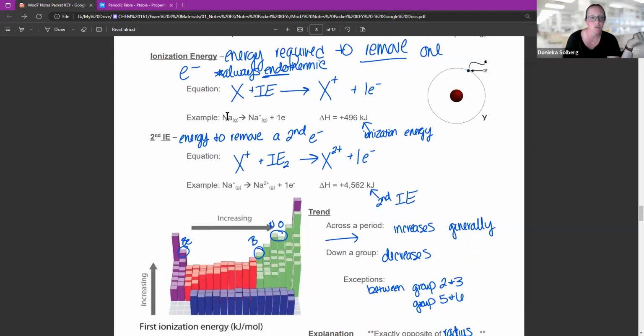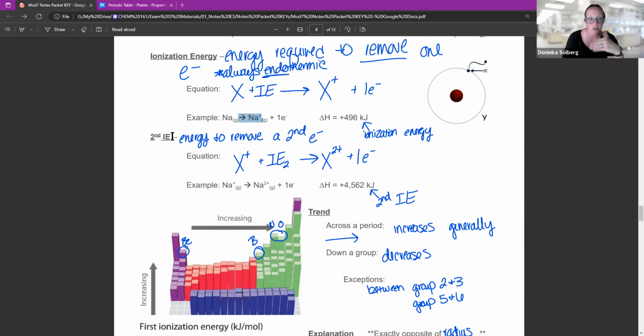Real example, I've got sodium here. If I add in 496 kilojoules of energy for 1 mole of this, I end up with Na+ and an electron. So I have made it into Na+. So it requires this much energy to remove an electron.